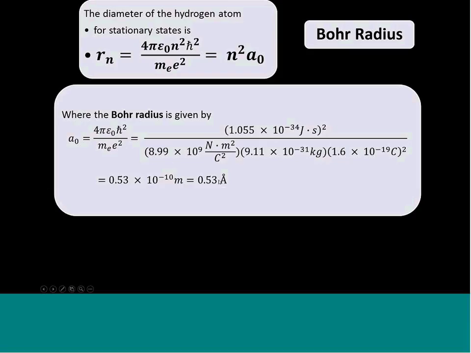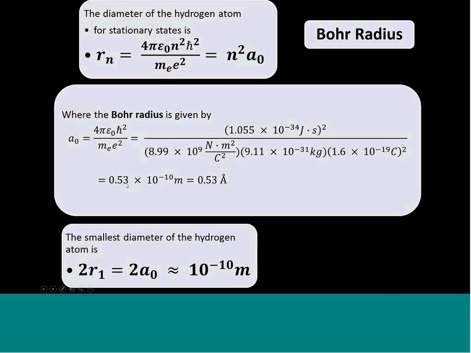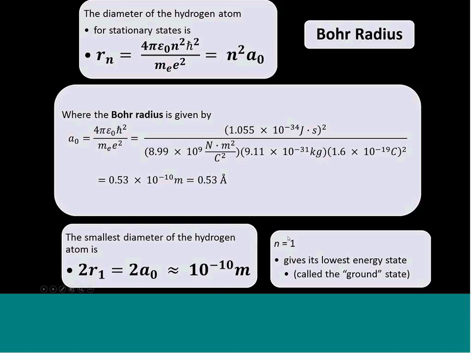which is 0.53 Angstrom. Okay. Apa nak jawab 0.53 nak kuasa dari 10 meter pun boleh. Okay. So it says the smallest diameter of the hydrogen atom is equal to 2 A0. So that's we go down dengan 0.53. So dapat lebih kurang 10 kuasa negatif 10 meter. So n equal to 1 gives its lowest energy state called the ground state.